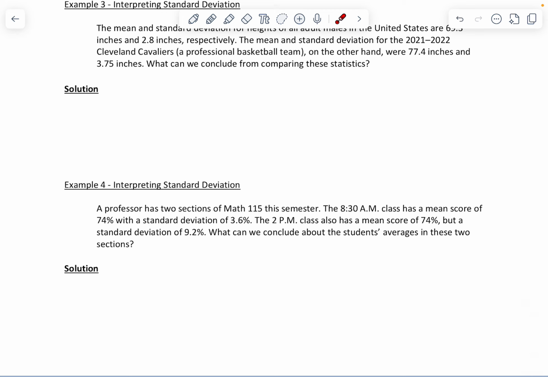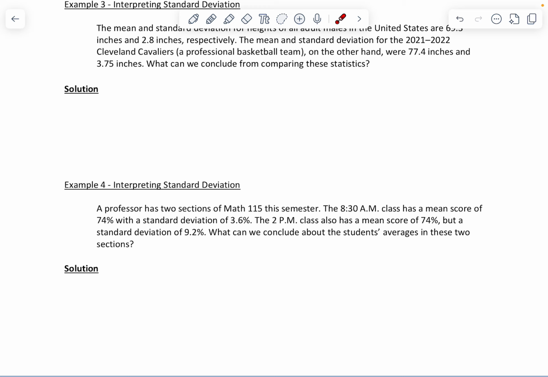A professor has 2 sections of Math 115 this semester. The 8:30 a.m. class has a mean score of 74% with a standard deviation of 3.6%. The 2 p.m. class also has a mean score of 74%, but a larger standard deviation of 9.2%. What can we conclude about the students' averages in these 2 sections?